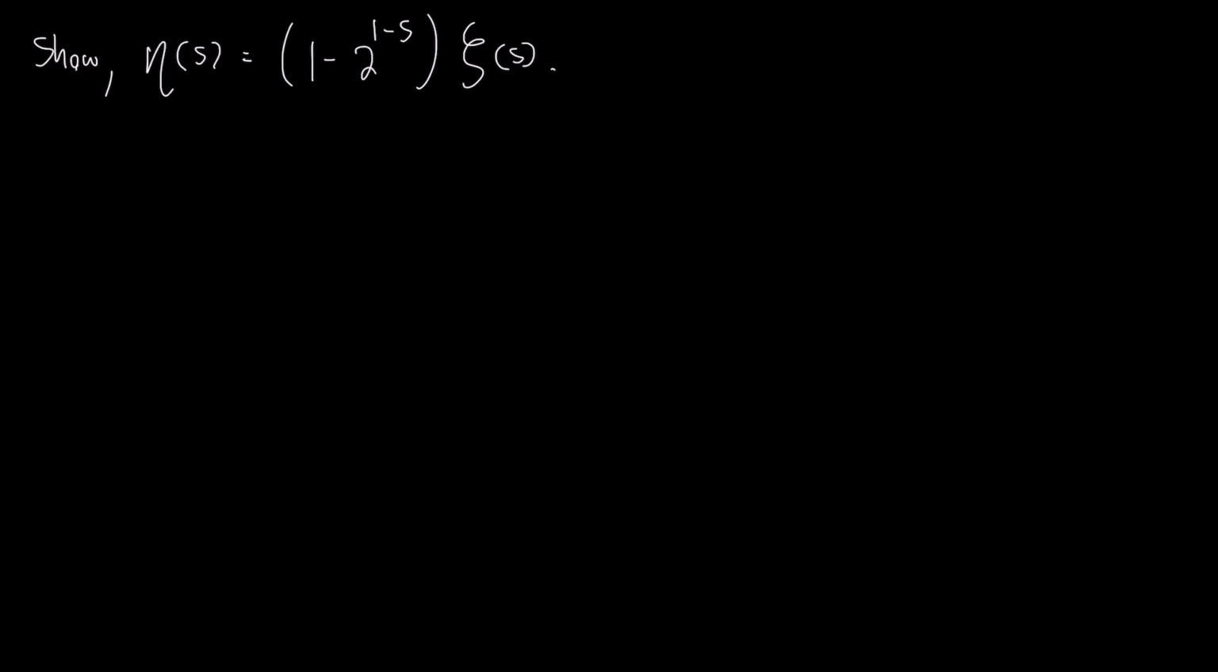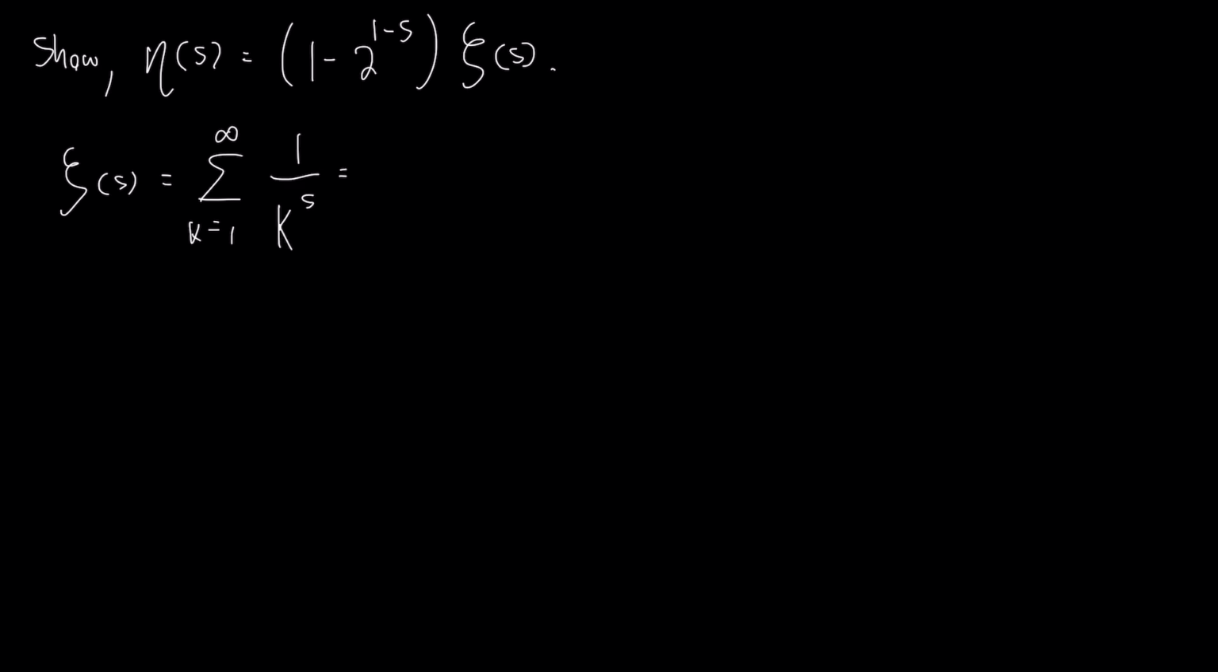Today we'll be showing the following identity between the eta and zeta function. And to start off, we will consider the series representation of the zeta function. So zeta s is the sum from 1 to infinity of 1 over k to the s.